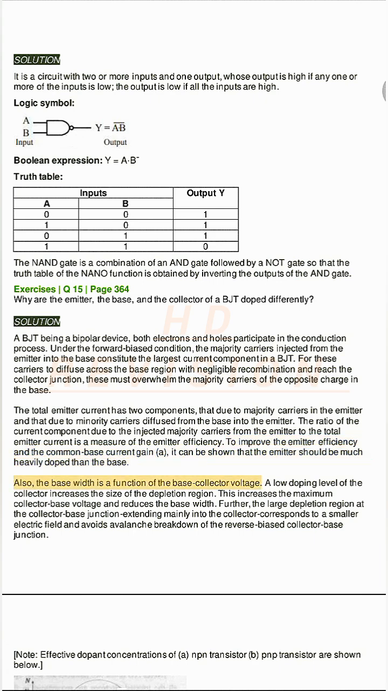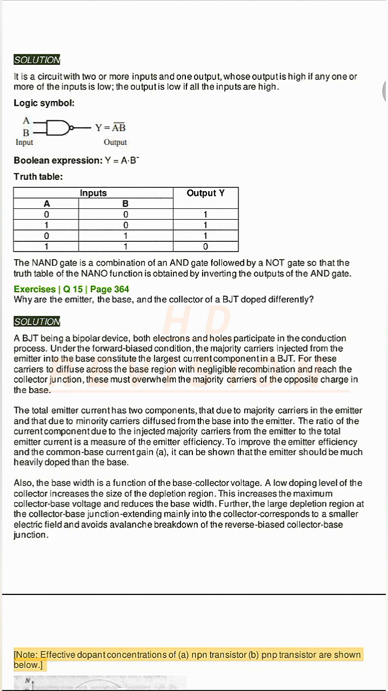Also, the base width is a function of the base-collector voltage. A low doping level of the collector increases the size of the depletion region. This increases the maximum collector-base voltage and reduces the base width. Further, the large depletion region at the collector-base junction, extending mainly into the collector, corresponds to a smaller electric field and avoids avalanche breakdown of the reverse-biased collector-base junction.